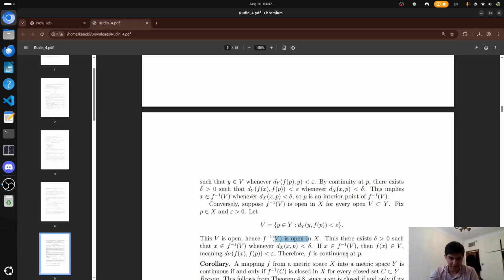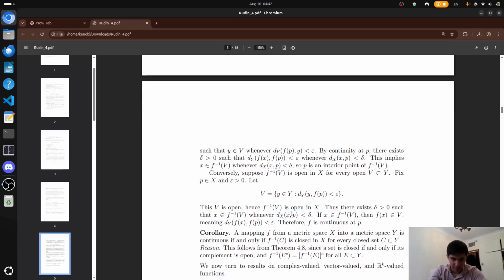If x is in f inverse of v, then f of x is in v, meaning that d_y(f(x),f(p)) is less than epsilon. Yeah, because that's how we defined it. Every point of f inverse of v, if you take its function, is going to be in v, meaning that the distance of f(x) and f(p) is less than epsilon. Because it's in that set over here, and it's the definition of this set over here.